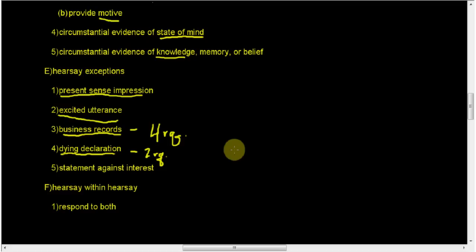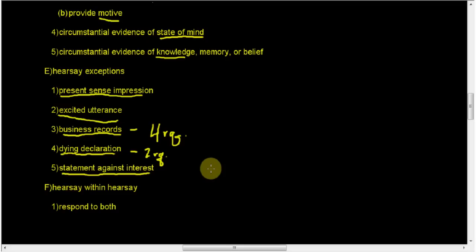Alright, the 5th one is a statement against interest. This one actually is pretty self-explanatory, but the rationale is that a person does not say something against their interests unless it is true. Aside from the witness being unavailable, the only requirements for this exception are that the statement is against the declarant's interest, and the declarant must understand that it is against their interest. And so that one, I'm pretty sure you can understand.